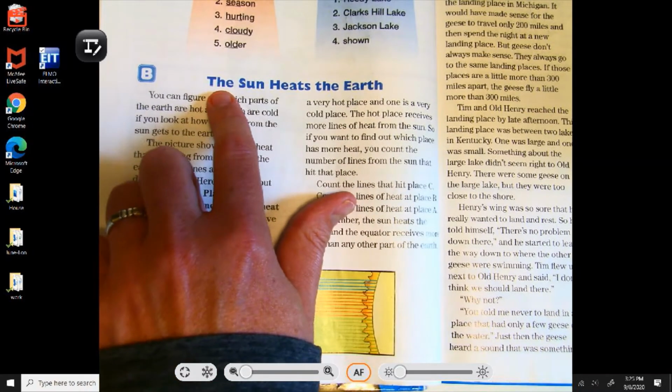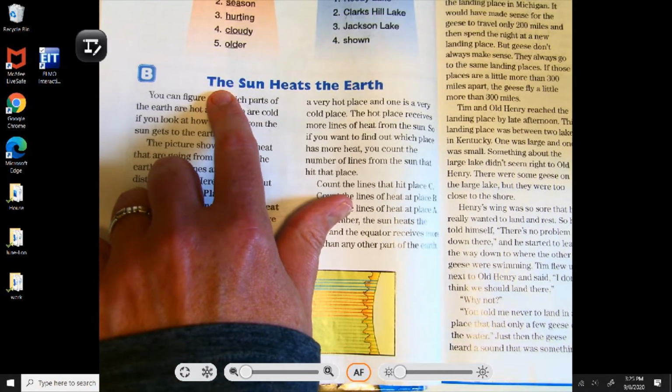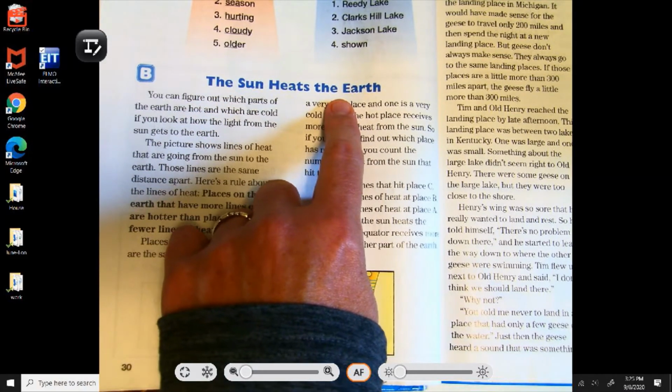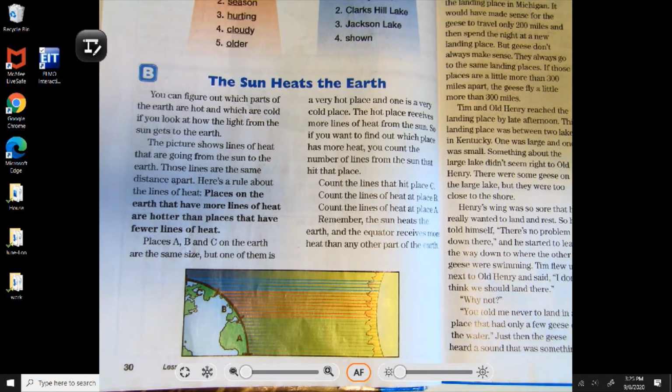Everyone touching the title together? Ready? The sun heats the earth. That's what our information passage is about. The sun heats the earth. You can figure out which parts of the earth are hot and which are cold if you look at how the light from the sun gets to the earth. The picture shows lines of heat that are going from the sun to the earth. Those lines are the same distance apart.